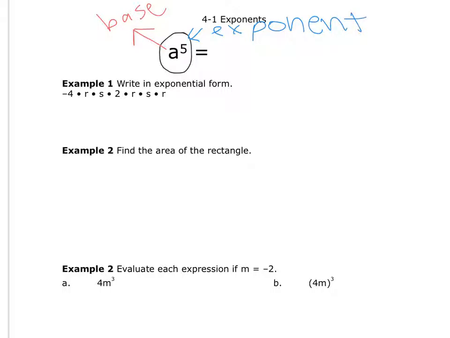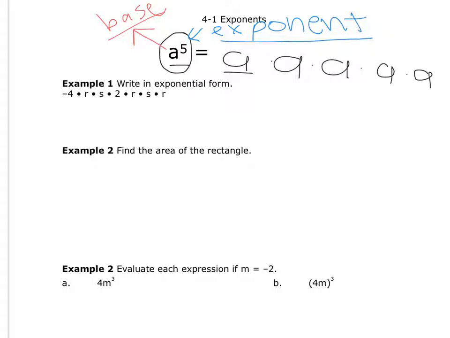Now, the base is the factor that is being multiplied. The exponent is how many times that factor is going to be multiplied by itself. So a to the fifth means I'm going to multiply a times a times a times a times a, 5 times. So the base a is my factor, and the exponent is how many times, 1, 2, 3, 4, 5, it is going to be multiplied.